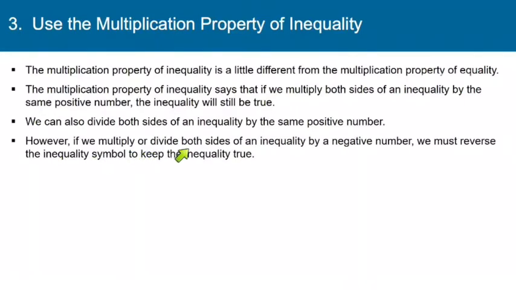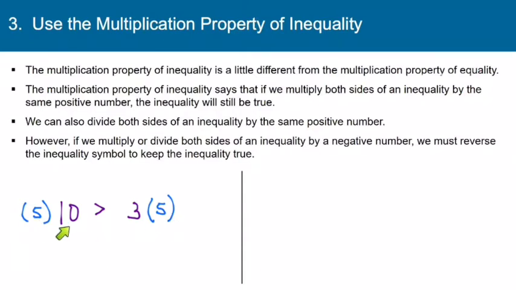If we multiply or divide both sides of an inequality by a negative number, we must reverse the inequality symbol to keep the inequality true. So let me show you why that is the case. Let's take an inequality that we know is true, that does not have any variables in it, like 10 is greater than 3. That is a statement we can all agree on. If I multiply both sides of this inequality by a positive number, like positive 5, then what I get on the left side is 50, and what I get on the right side is 15. And you see the inequality is still true. 50 really is greater than 15.